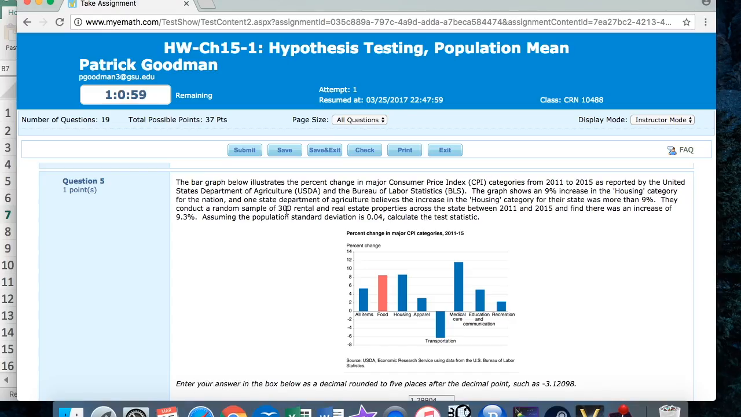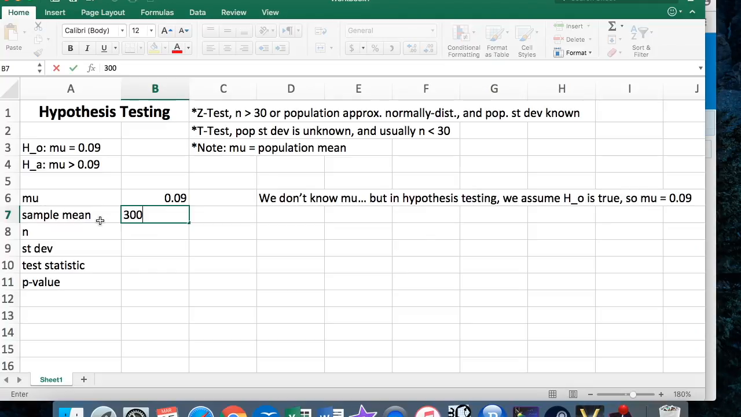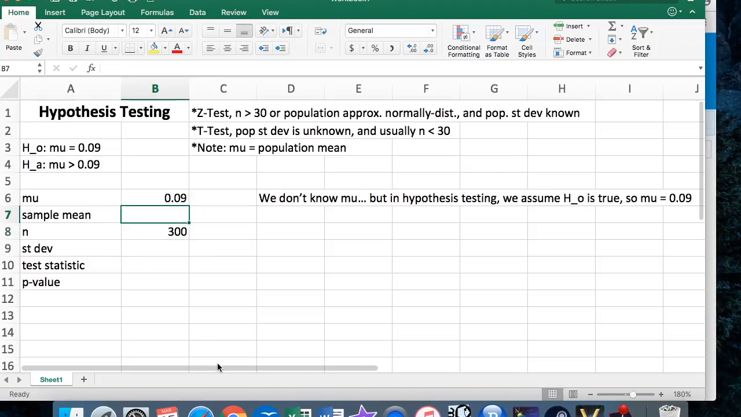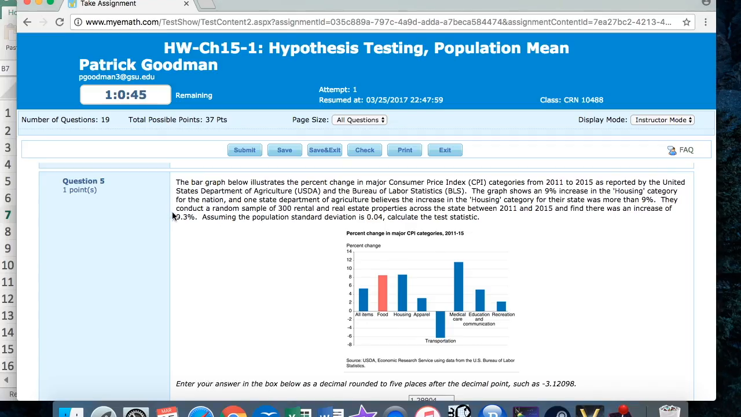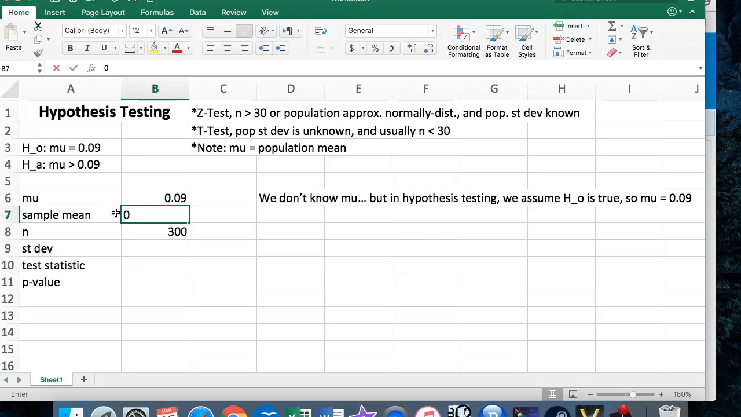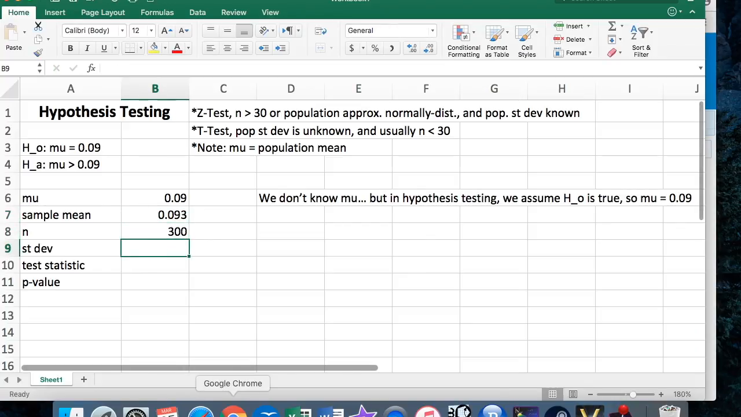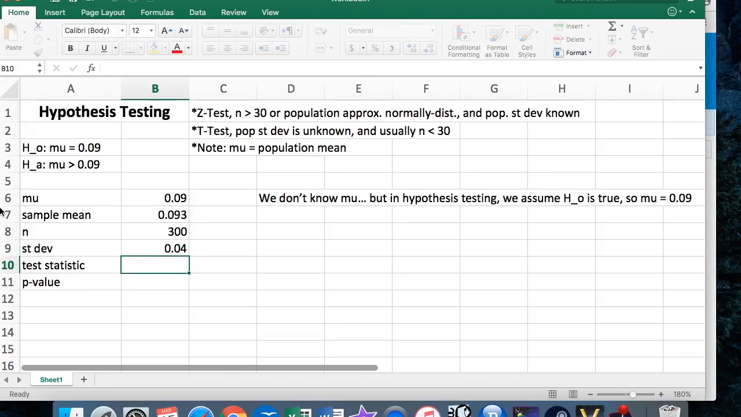Okay, so now let's just fill in the rest of this stuff. So our sample size was 300. It should be down here. Okay, 300 should be here. My sample mean is the 9.3%, right? So 0.093. Okay, my standard deviation was, I think, 0.04. Oh, yeah, 0.04. Okay, now I can calculate my test statistic.